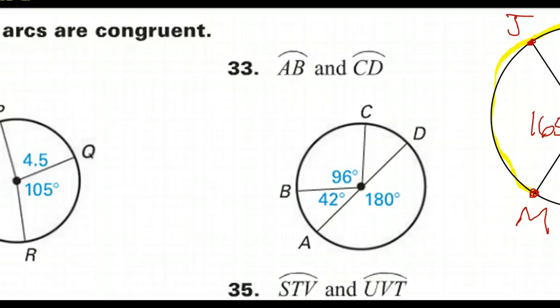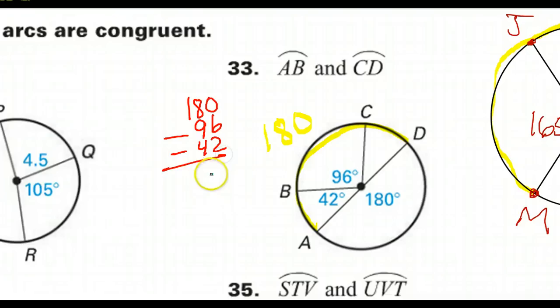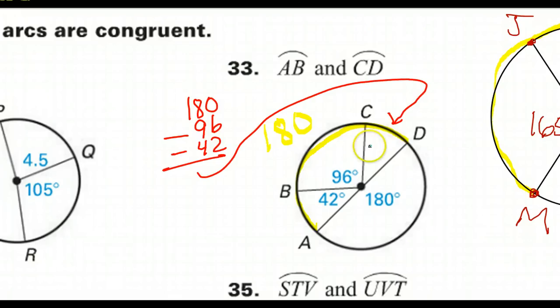Semicircle, once again. Can you see that? This is a semicircle. So that's 180 degrees out there. This is a total of 180 degrees, and I've got everything except for this piece. So if I go 180 minus 96 minus 42, that should give me this missing piece over here. And it turns out to be another 42 degrees.